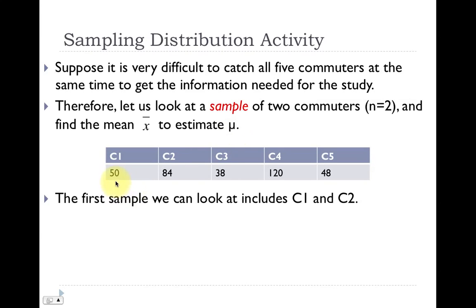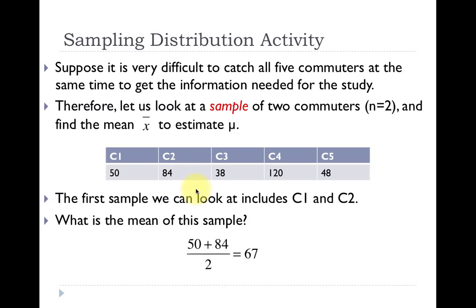If we look at C1 and C2 and they become our small sample of 2 commuters, we can find the sample mean simply by adding the 2 and dividing by 2. So 50 plus 84 divided by 2. And if we find out what that sample mean is, we get 67. That's pretty close to what our population mean mu is. So we happen to pick 2 values from the population that created a sample mean that was pretty close to what the real population mean was.